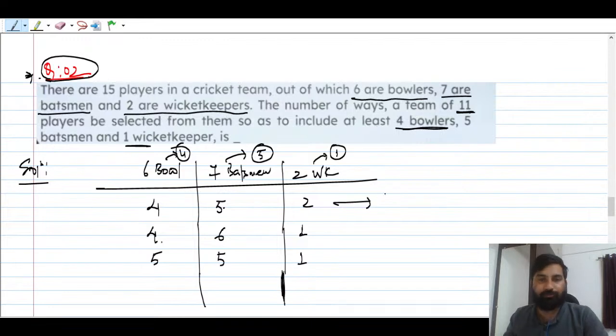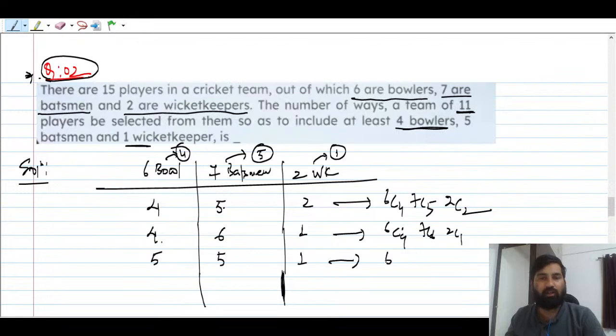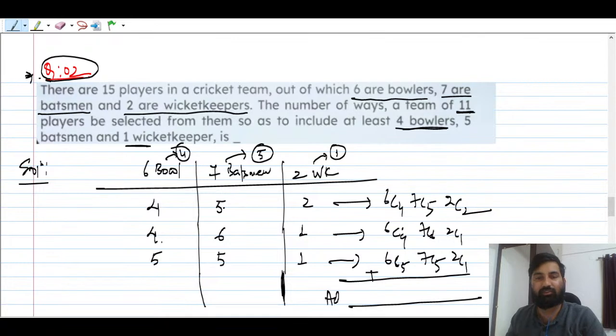So you can say 6C4 multiplied with 7C5 and 2C2, right? Then we should write like this: 6C4 and 7C6 and then 2C1. Next, 6C5, and then 7C5 and then 2C1, right? I believe this is fine for all. Now you have got all the combinations, and then add them. So just plus, and whatever answer you get, that is the answer. You add the total of that. I hope this makes sense, right?